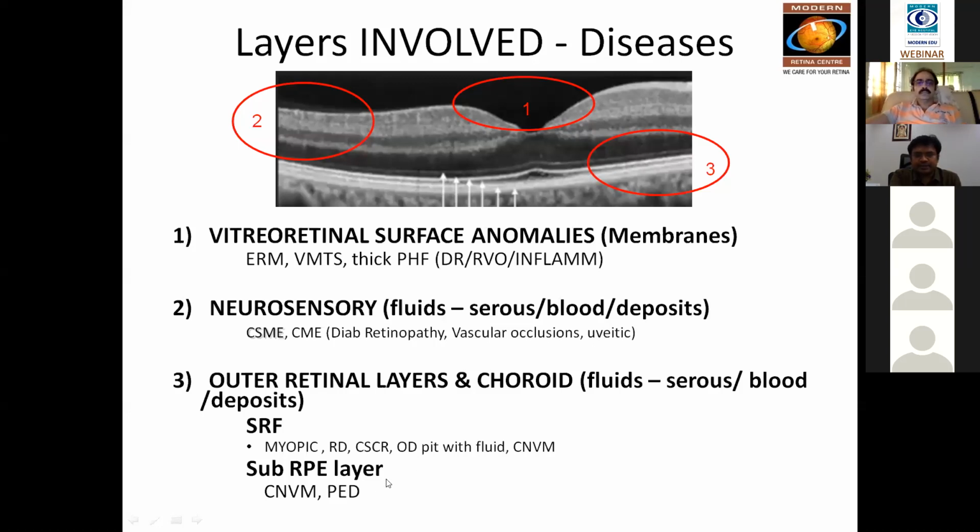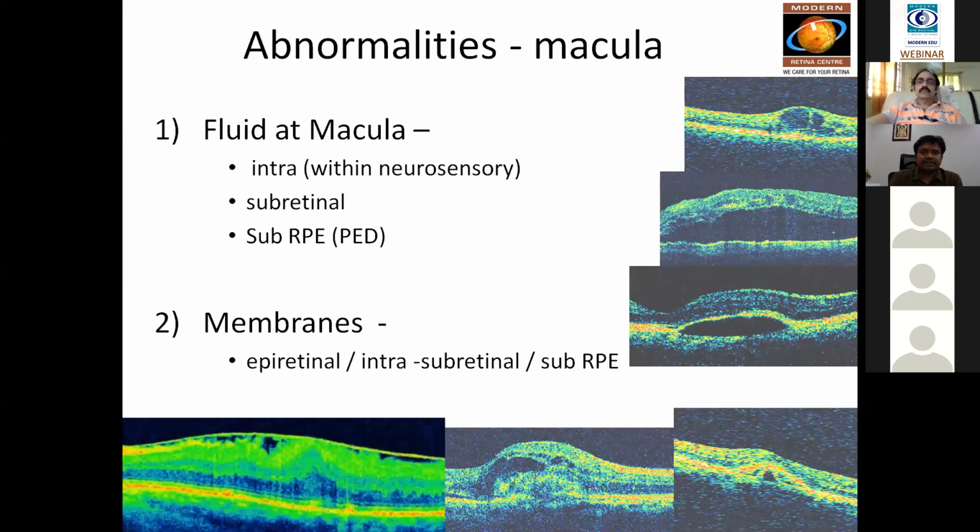And in the sub-RPE space, that is below the level of the RPE, the fluid which comes is mainly because of a CNVM or a pigment epithelial detachment. So once you know what the different pathologies are and where they can happen, we can easily identify what exactly is the problem, what exactly is the pathology which is happening there. Now, as I said earlier, the basic abnormalities when you see the OCT of macula are two. One is presence of fluid, second is presence of membranes.